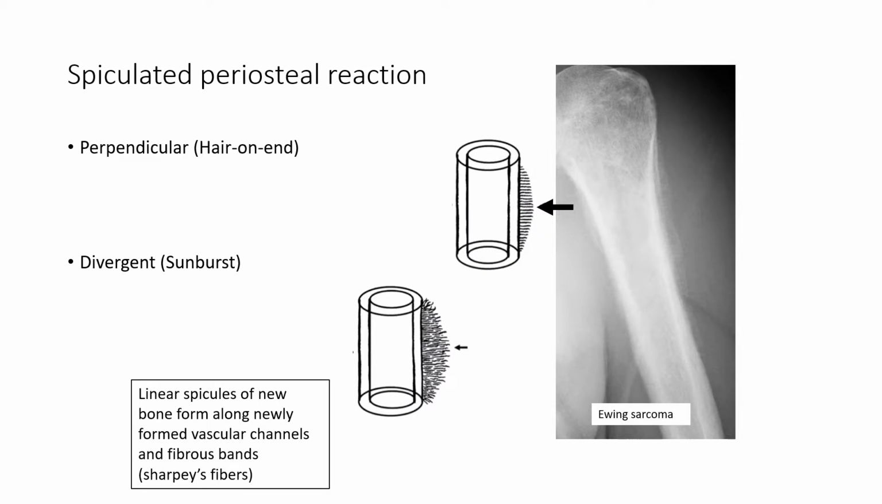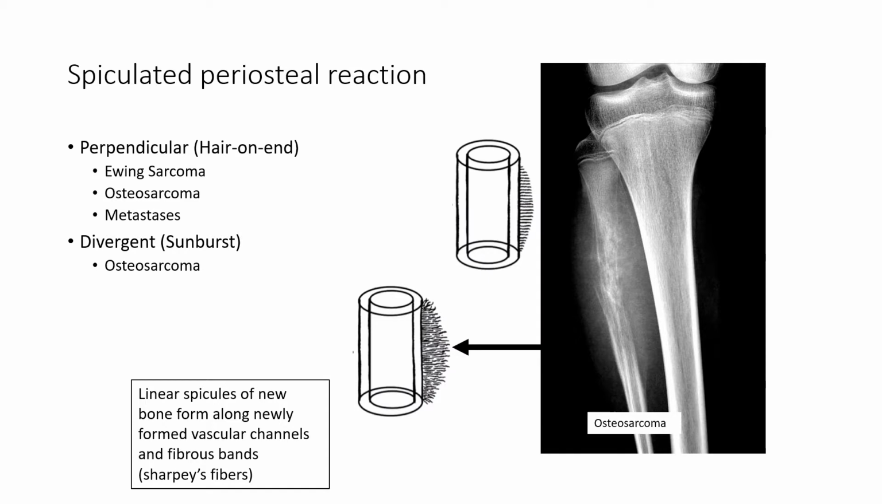Further, the spiculated periosteal reaction continues to show more evidence of aggressiveness. The perpendicular hair-on-end pattern or the divergent sunburst pattern would suggest Ewing sarcoma or osteosarcoma. The linear spicules of new bone form along the newly formed vascular channels as the body is trying to heal itself. These Sharpey's fibers response creates the hair-on-end and sunburst pattern.